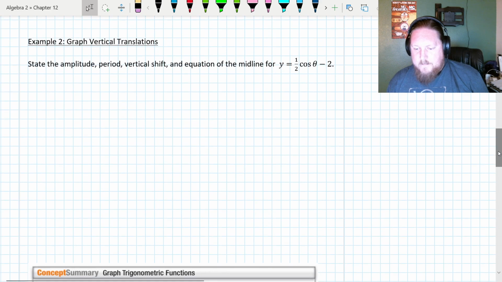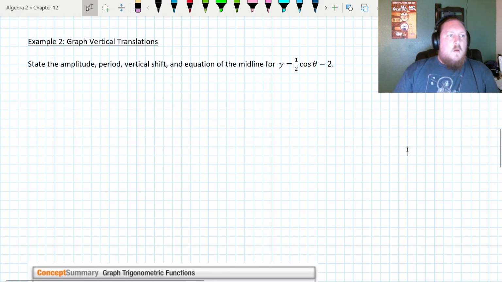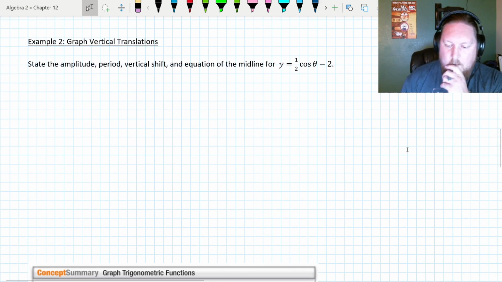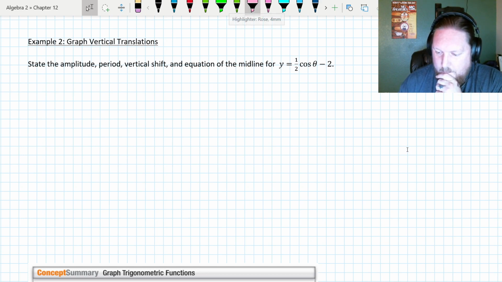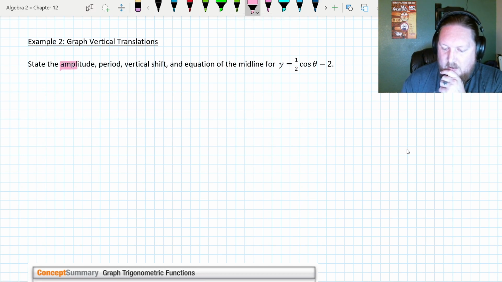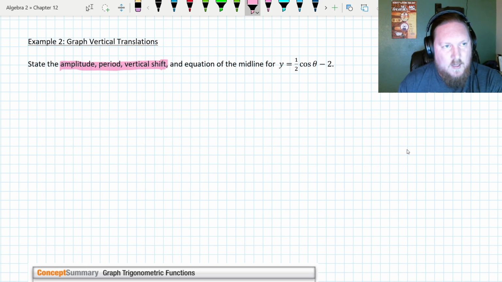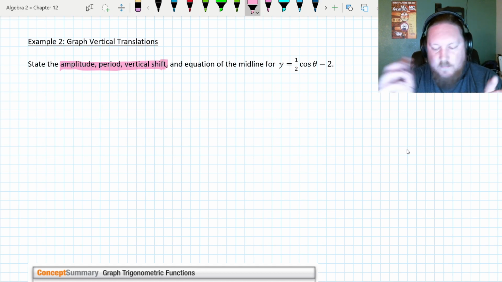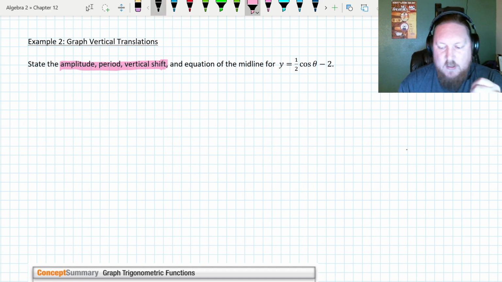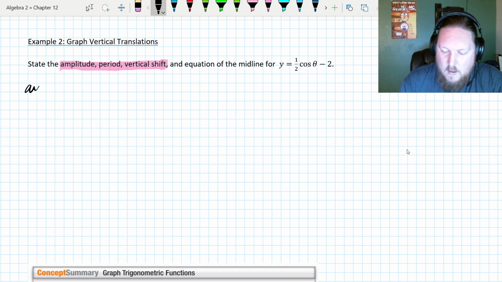Just like before, we're going to talk about amplitude, period, and vertical shift. Notice this time they don't give us phase shift, but later on we're going to have amplitude, period, phase shift, vertical shift, and anything else that we need to do. We'll just basically get used to listing them all. So amplitude, I noticed there's a 1/2 being multiplied by the cosine, so there's my amplitude of 1/2.